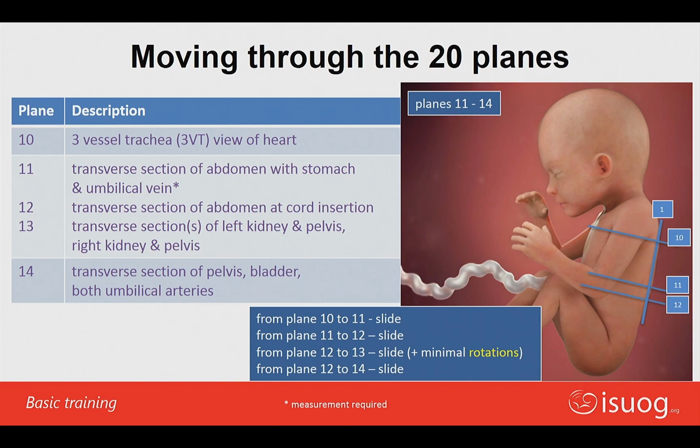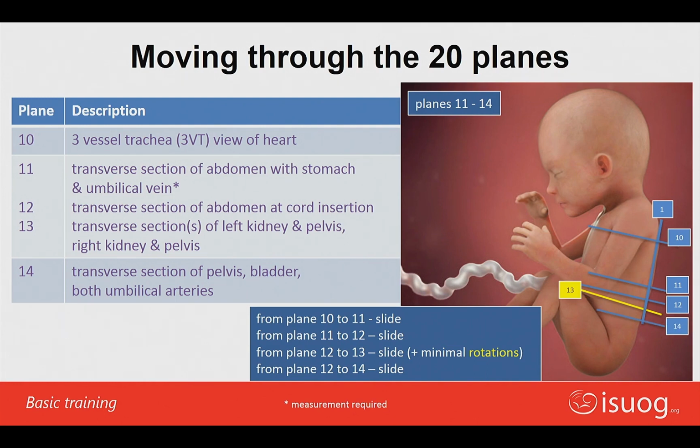You're then going to slide down to the transverse section of the abdomen because you want to look at the cord insertion. You're then going to look at the kidneys. Now, the kidneys aren't usually quite in the same plane as the abdominal circumference section or the cord insertion. You may need to rotate a little bit because you're going to look at the kidneys in cross-section, and you need to look at both kidneys properly in cross-section. So you may need to rotate the probe to get the ideal view of the kidney in cross-section on each side.